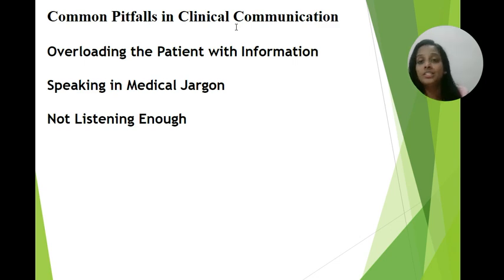If you are not listening enough, then it will be very difficult, right? Communication is a two-way street. Don't interrupt the patient or colleague when they are speaking. You have to show that you are listening by using body language, eye contact, and words like I understand or tell me more. Simple, right?